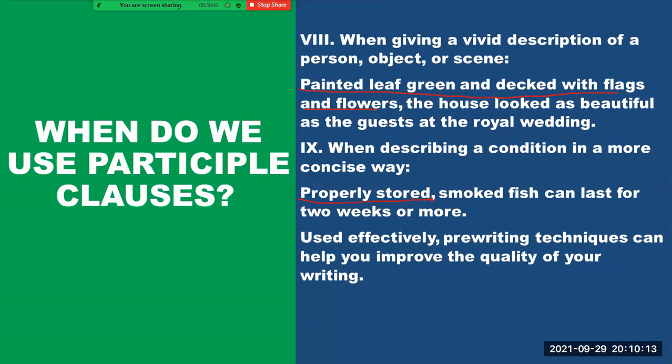Then another example is used effectively. Pre-writing techniques can help you improve the quality of your writing. Now, used effectively is the participle clause here. And what it means is when used effectively, or if it is used effectively, or if they are used effectively, pre-writing techniques can help you improve the quality of your writing.